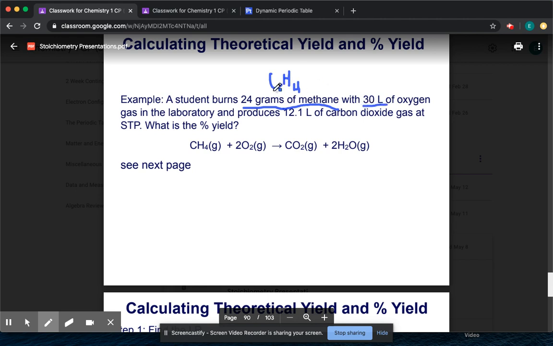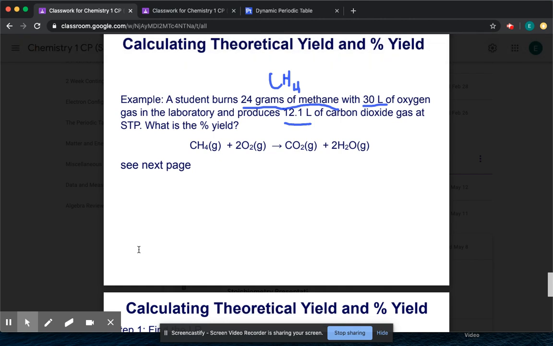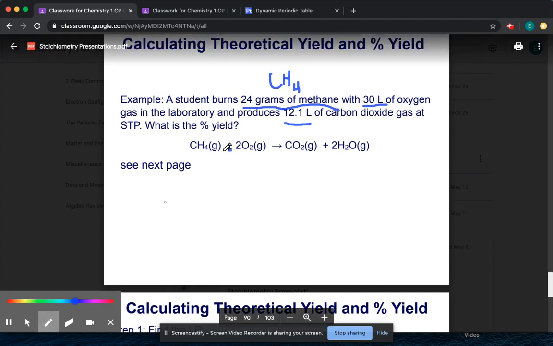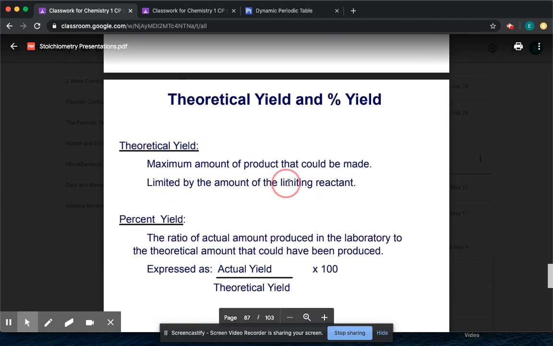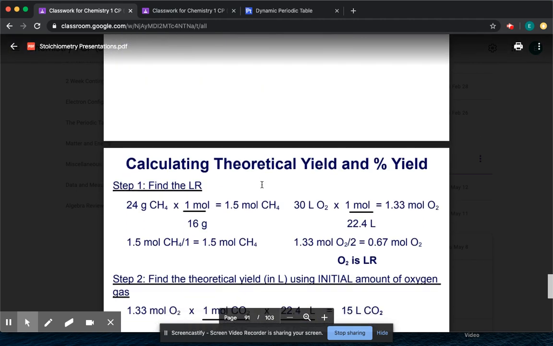So we're given mass in one and volume in another. So we got to convert them both to moles. And it tells us how much carbon dioxide we make. We make 12.1 liters of carbon dioxide. That's our product. So they give us our initial ingredients and they tell us how much we make. We want to calculate the percent yield. So to calculate the percent yield, we need to first figure out how much are we supposed to get. So we have to find the theoretical yield. So step one is finding the limiting reactant. Because remember, theoretical yield is based off of the limiting reactant. So we need to find that first.